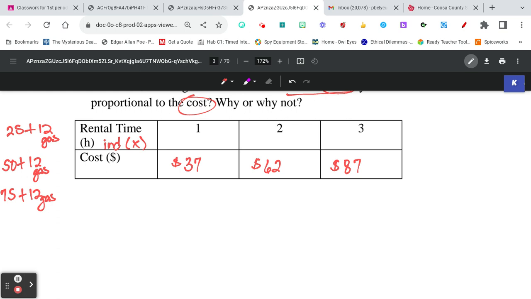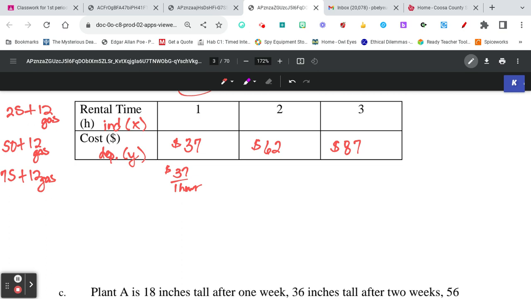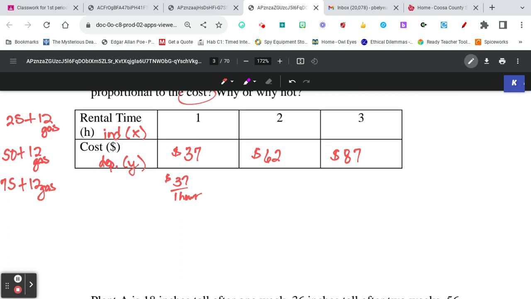That's hours, guys. And then the cost is... all right, so let's see if his cost is going to remain constant every hour. If so, it's proportional. If it doesn't, it's not proportional, guys. So let's take 37 and divide it by 1 hour. Basically, he's paying $37 an hour. That's what it starts off being.